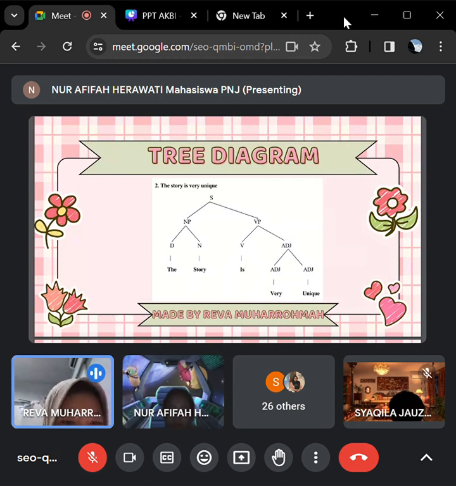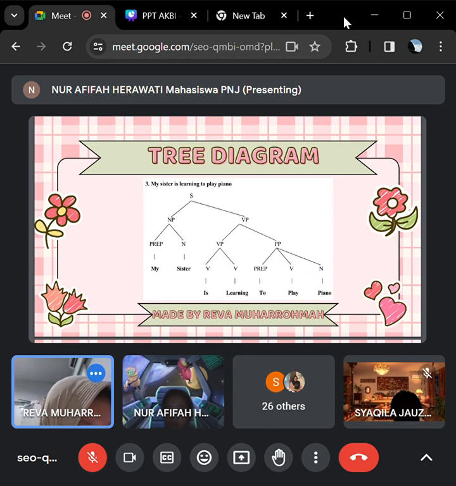The sentence is the story is very unique. The is determiner. Story is noun. The story is noun phrase. Is is auxiliary verb. Very is adverb. Unique is adjective. Is very unique is verb phrase. Next.